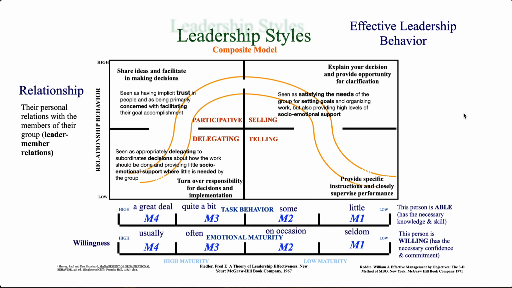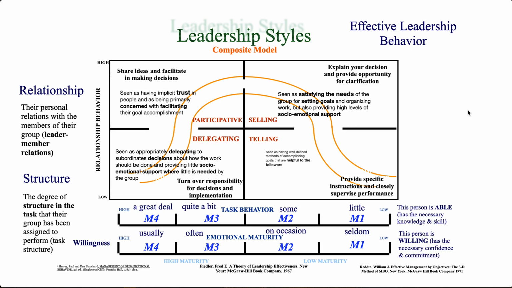Now, there's a willingness here that also has to be addressed, that as you go through these stages, you have people that will be willing sometimes, but on occasion and often and usually, and you can see the maturation as it goes through that. Finally, we talk about structure, and structure is the degree of the path in this task that the group has been assigned to performing. And here you see an effective leader early on will be seen as having well-defined methods of accomplishing goals that are helpful to the followers.